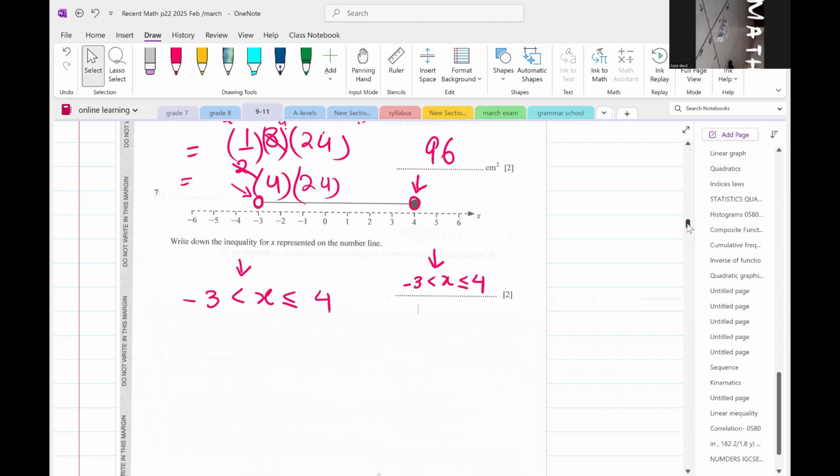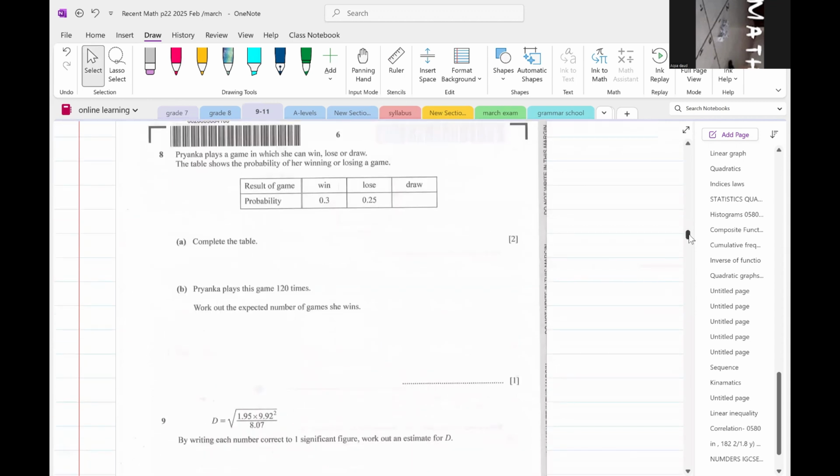Let's move forward. Priyanka plays a game in which she can win, lose, or draw. The table shows the probability of her winning or losing a game. So complete the table. We know that the total probability is equal to 1. So you will subtract 0.3 and 0.25 from 1 to get the probability of a draw. How are you going to do it? One way is to add these two and subtract it from 1 altogether. So I am adding 0.3 with 0.25 and I get 0.55.